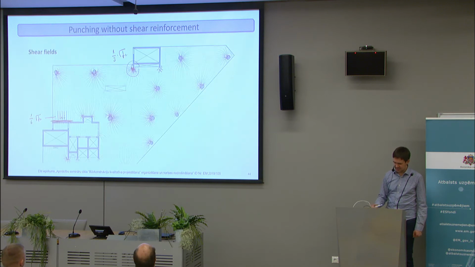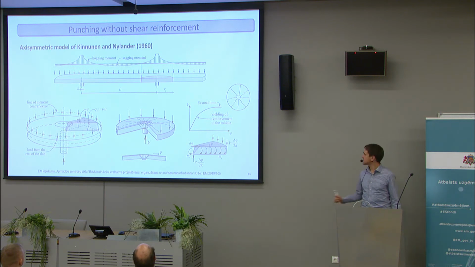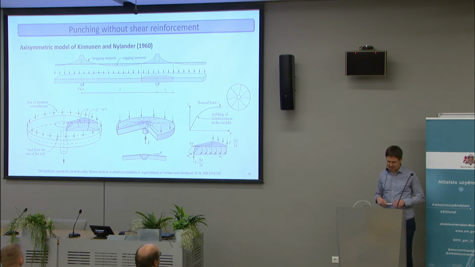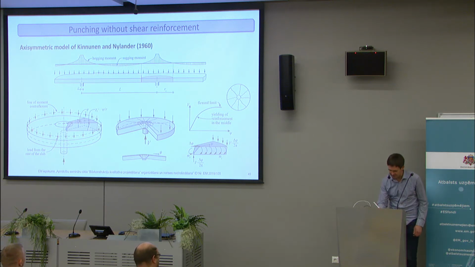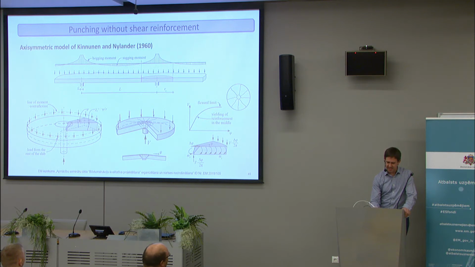This is all thanks to Sven Kinnunen and Henrik Nylander, who in 1960 worked at KTH in Stockholm. They were the first ones to actually analyze the behavior of this kind of punching test specimen, and it turns out that it's supposed to represent a negative moment area around the column.